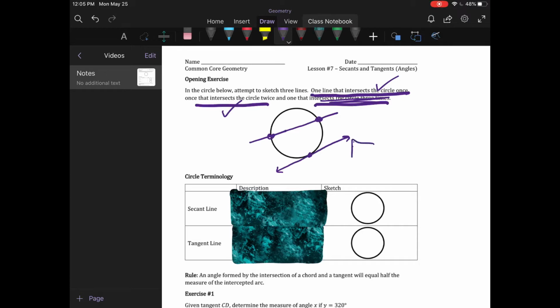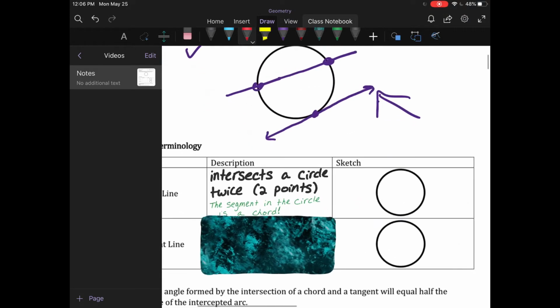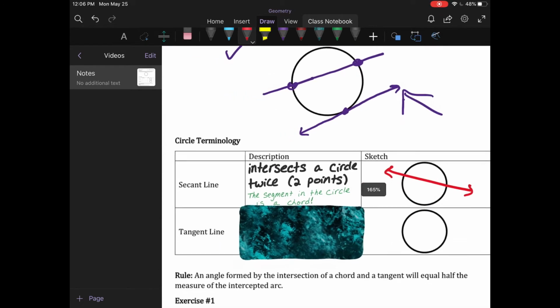Now, these 2 different lines that I made up here have names. The first one that we're going to talk about is a secant line. That's when you cross twice. So that is like this: straight line, both directions, on and on forever. That is a secant line, and it's always going to cross in 2 points. And this piece in the middle here, that is a chord. That's something that we talked about in a previous lesson.